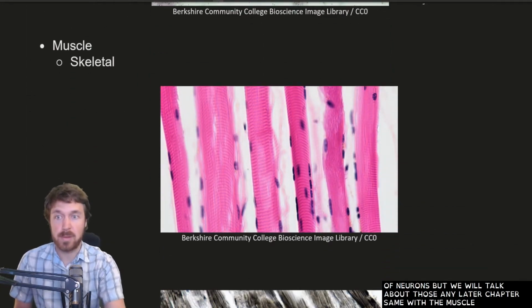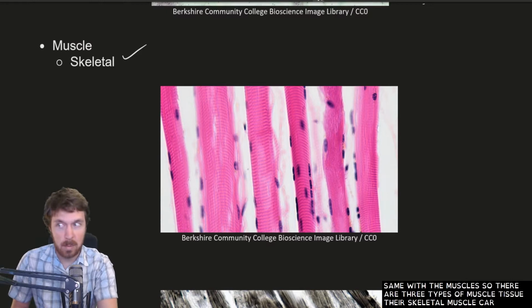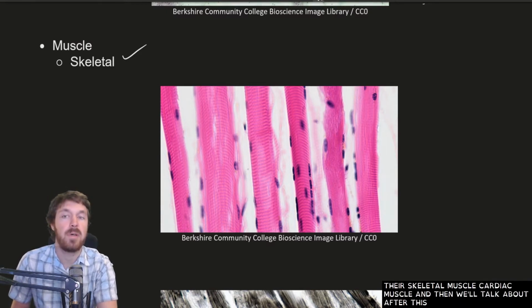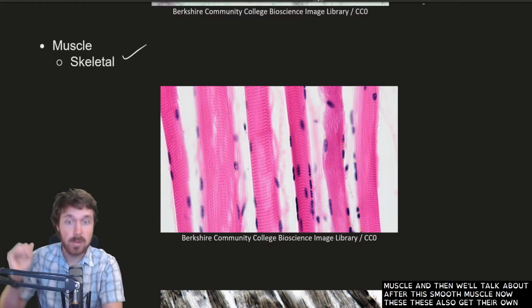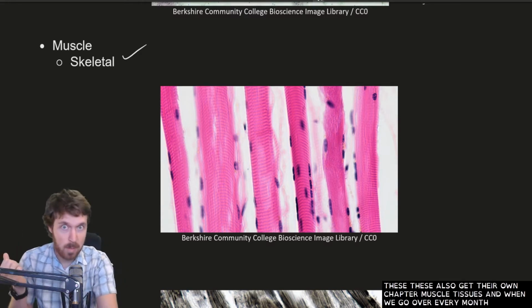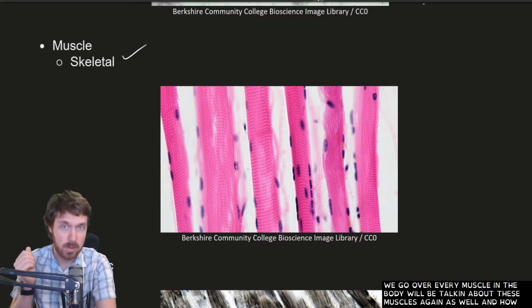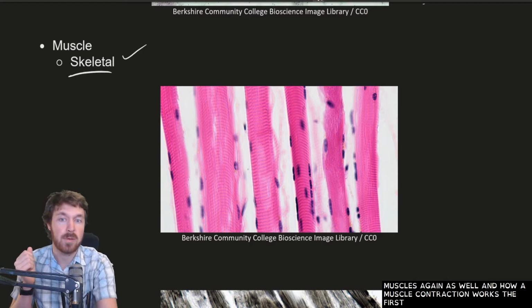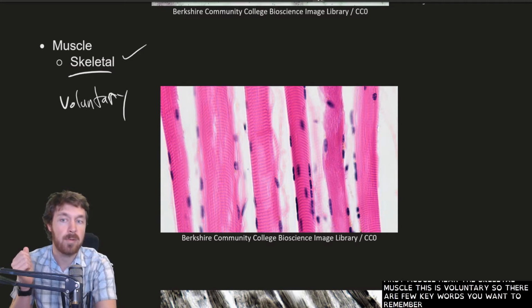Same with the muscles. There are 3 types of muscle tissue. There's skeletal muscle, cardiac muscle, and then what we'll talk about after this, smooth muscle. Now, these also get their own chapter, the muscle tissues, and when we go over every muscle in the body, we'll be talking about these muscles again as well and how muscle contraction works. The first muscle here is skeletal muscle.